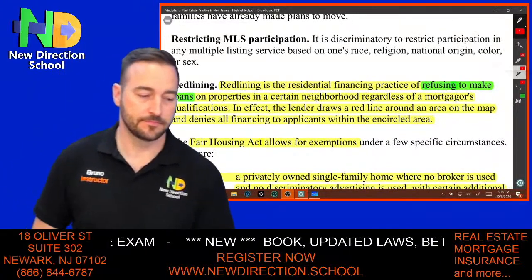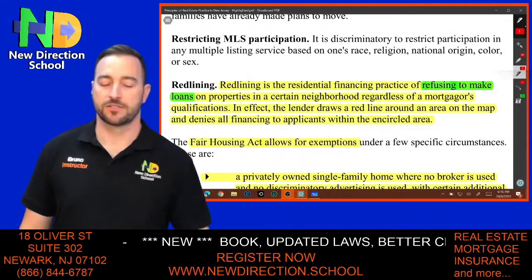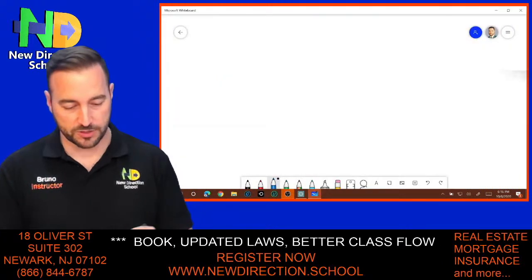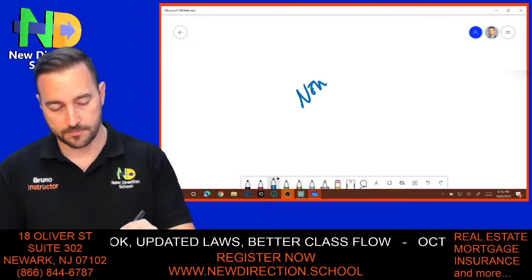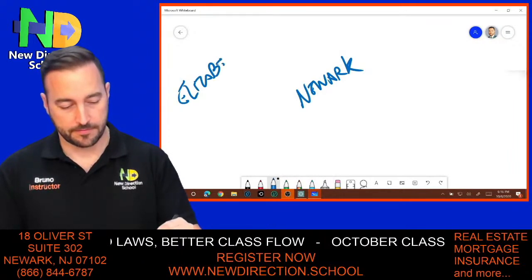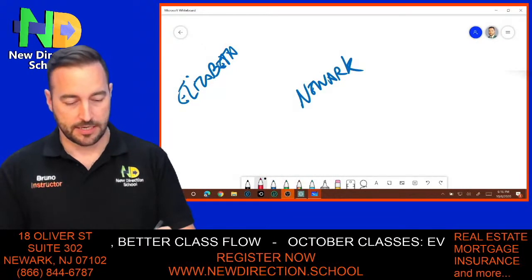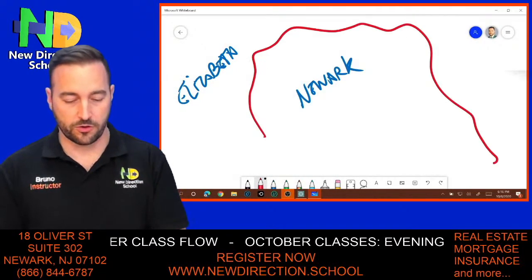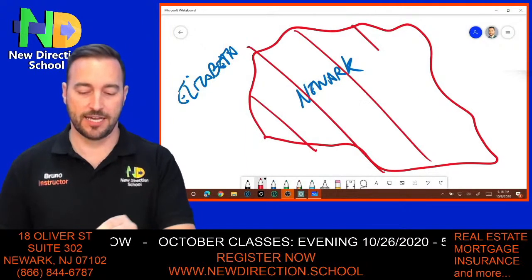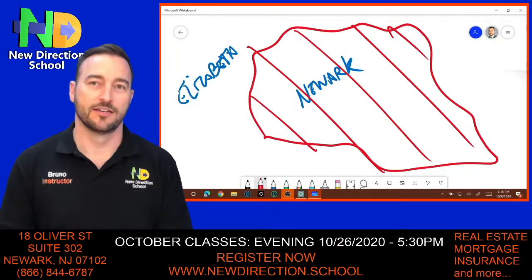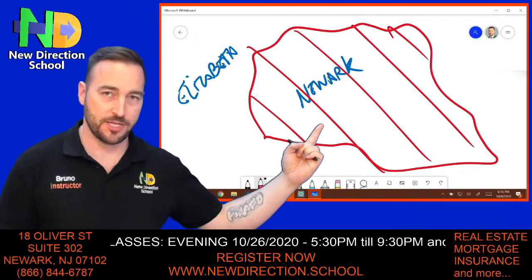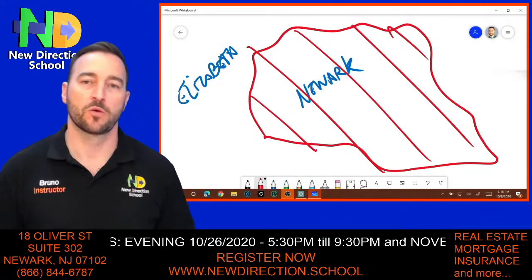Redlining. What is redlining? So a few years ago, this is prohibited, but a few years ago, what they were doing in redlining was this. This is Newark, Elizabeth, as an example, and they would put a red line around the whole Newark. That means we do not lend or insure in this area. Redlining was literally, I don't care what your financial qualifications are, that's where you live, you're not getting a loan from us. We're not insuring you.